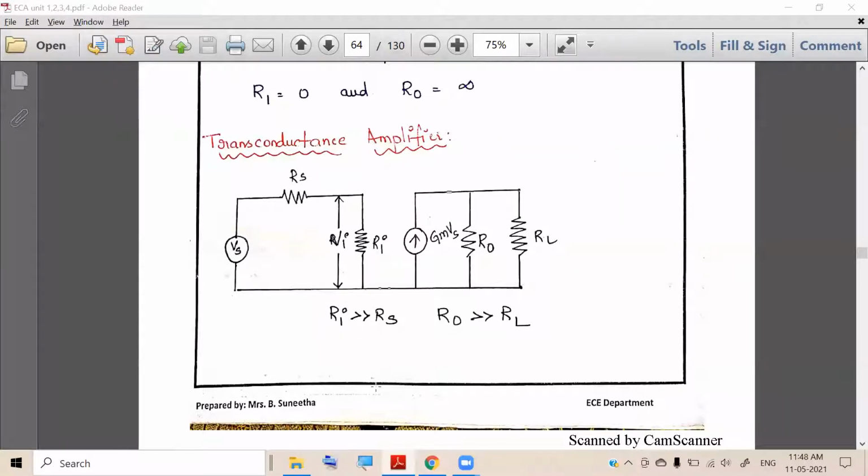Turn on your mic. Current amplifier. Okay, right. So if both input and output are current, then it is a current amplifier.